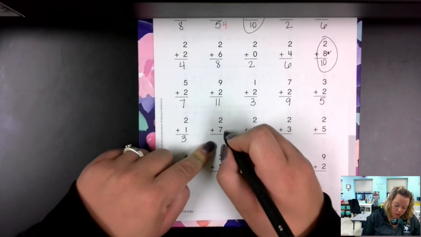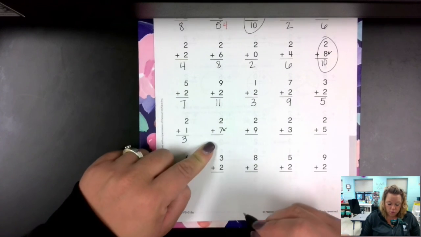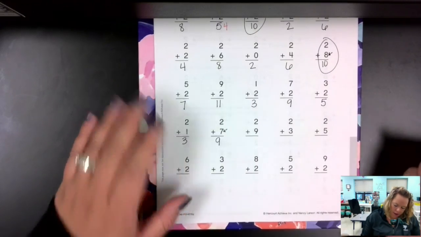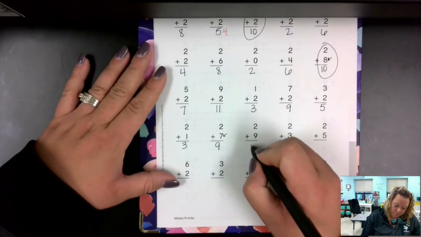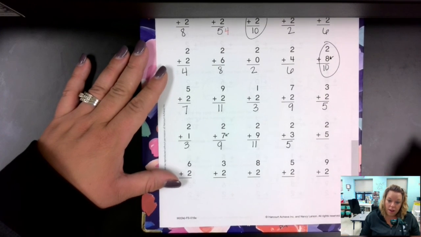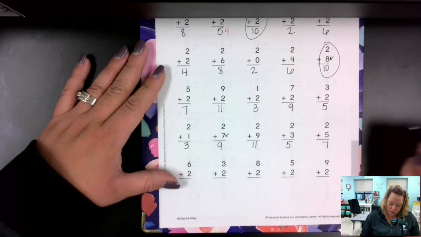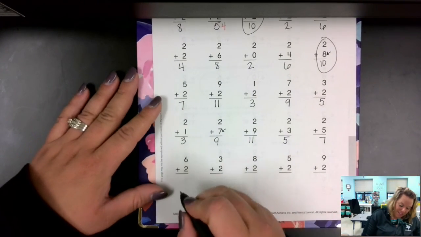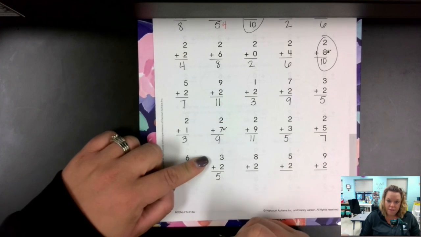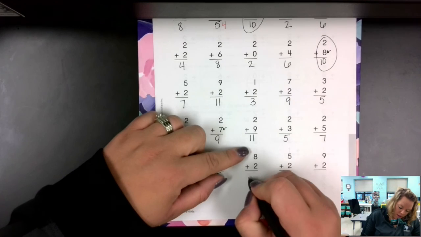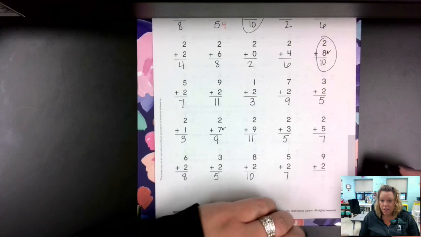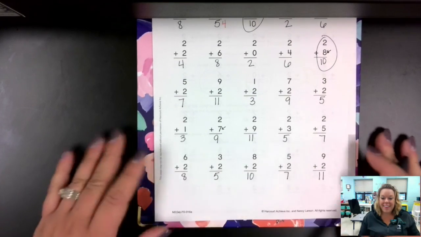2 plus 7, remember, start at your bigger number and then count up however many extra you need. 2 plus 7, which is the same thing as 7 plus 2, 9. 2 plus 9, 11. 2 plus 3, 5. 2 plus 5, 7. Last row. 6 plus 2 is 8. 3 plus 2 is 5. 8 plus 2 is 10. 5 plus 2 is 7. 9 plus 2 is 11.